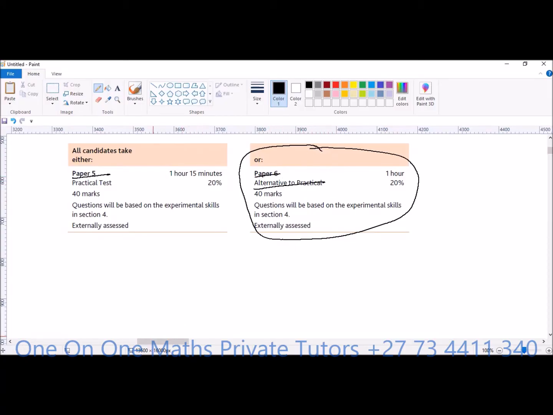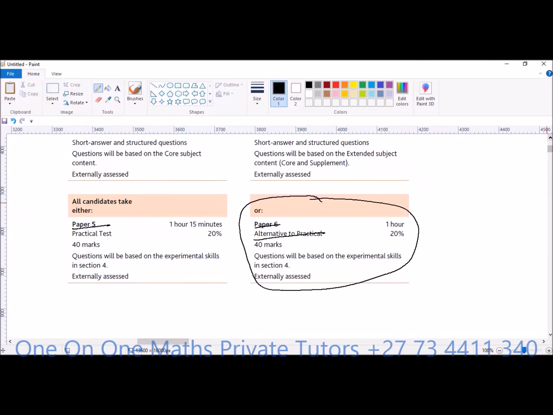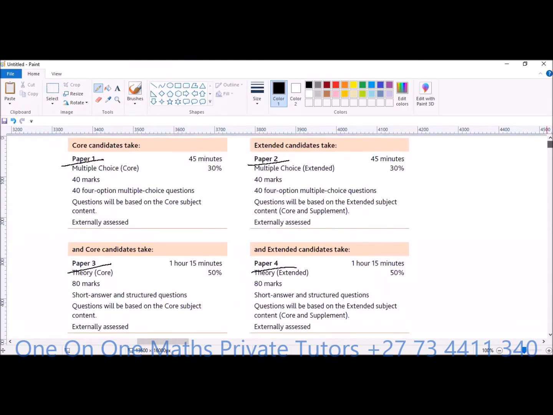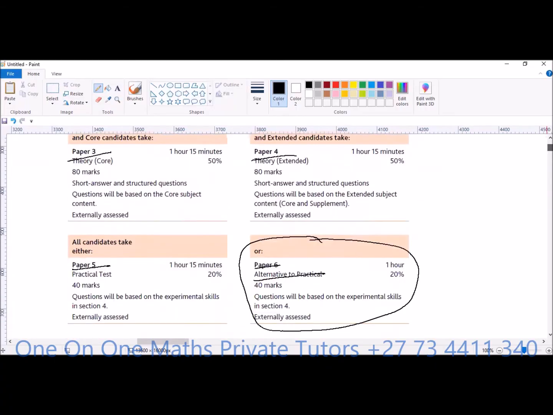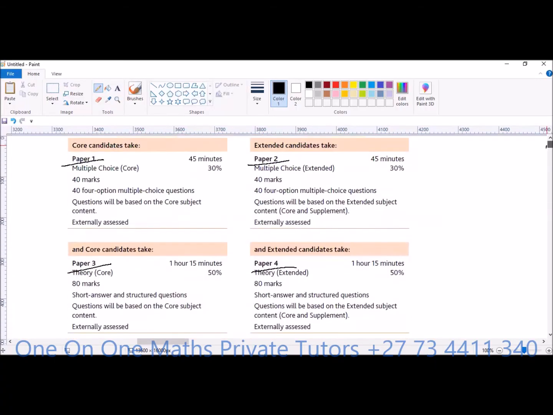All right. So this paper has 40 marks. The other papers, paper 2 is, the first paper has 40 marks. The second paper is 80 marks. So we can see these marks are like a quarter of the whole exam. If you take core, paper 1 is 40 marks, paper 3 is 80 marks, and then you can take the alternative to practical for 40 marks. So bear that in mind. This is a quarter. We need to have practice on this.